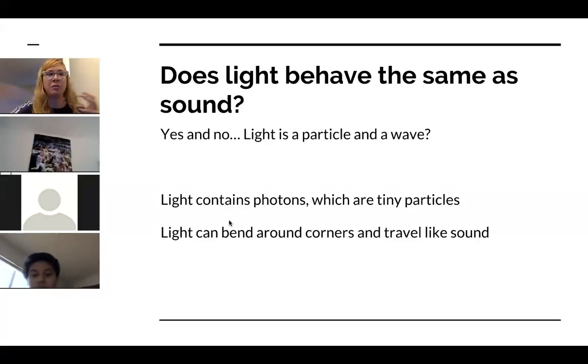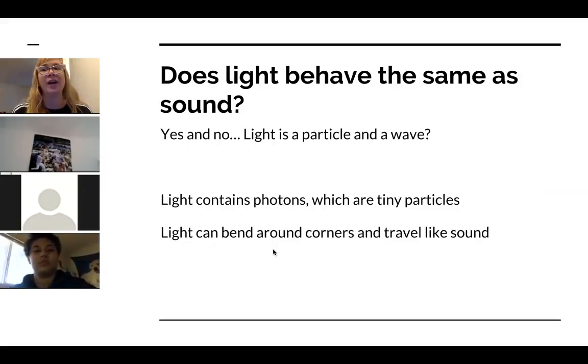So if you look at a stream of light, it's actually made up of tiny little particles. Those are the particle aspect of light that allows it to do a direct beam. Like you can shine a laser of light at somebody. Light can also bend around corners and travel like sound. You may have observed this if you ever have a light on in one room and your door's open, the light kind of creeps out of the door a little bit. You can see it going out. If it was a particle, it wouldn't do that.